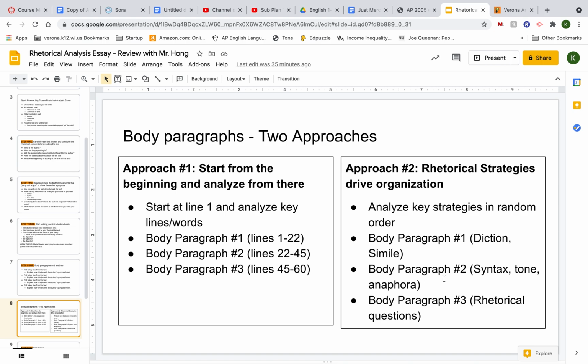Body paragraph 2 would have syntax, tone, anaphora, and body paragraph 3 would have rhetorical questions, and these would be from all over the text. All right, so you can organize it that way. I would just pick the approach that makes sense for you, that is easiest for you to do.